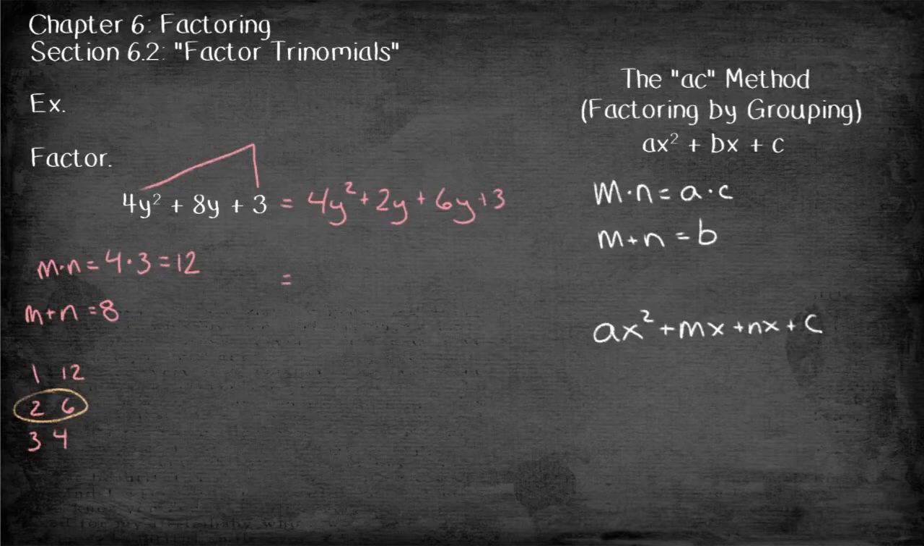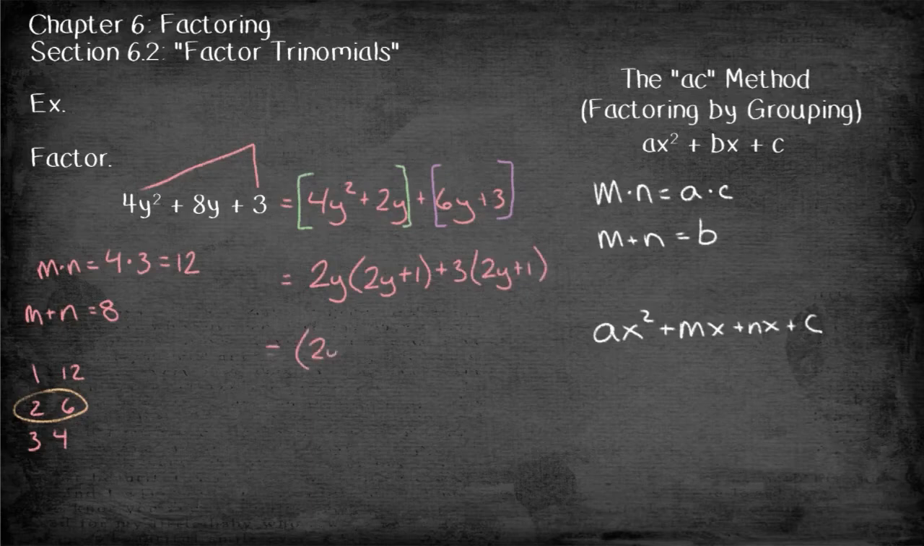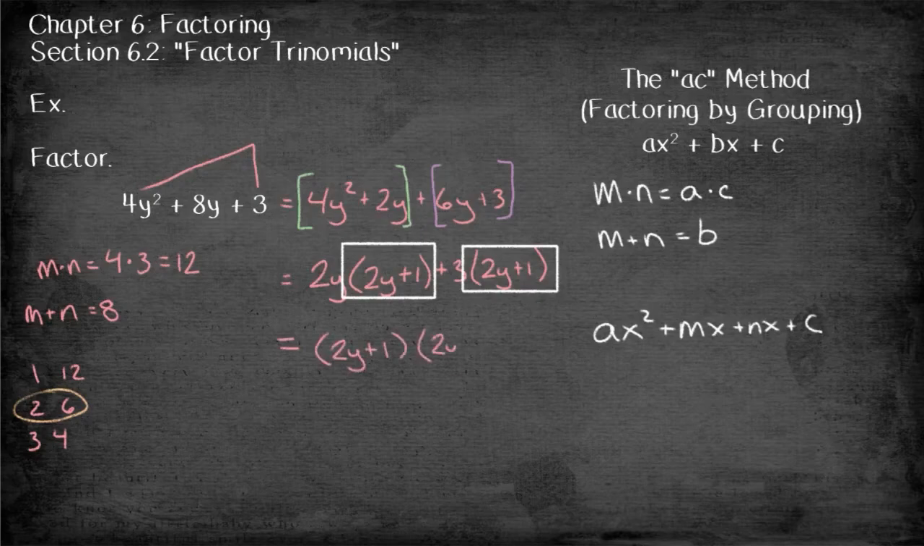And then we see that the first two terms have a 2y in common, and the second pair of terms just has a 3 in common. So altogether, now considering this is one term that we're factoring out, and there we have it. This is a little bit more reliable than guessing and checking.